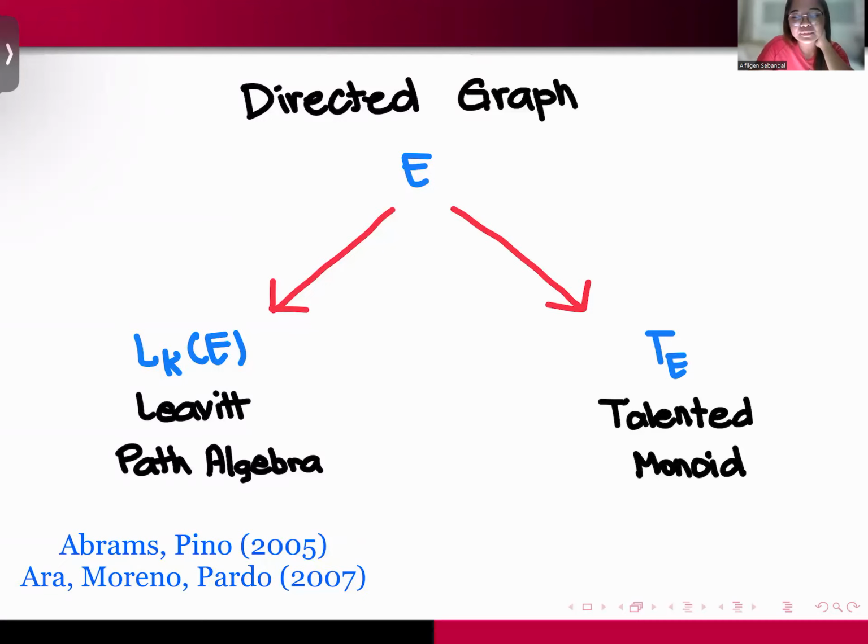The Leavitt path algebra came into the world of mathematics around 2005, 2006, or 2007 with two papers, which are independent of each other but were created at more or less the same time. The talented monoid came first in 2013 with a paper of Hazrat, my supervisor in Australia. But at this time, it was not yet called the talented monoid. As a matter of fact, the form of this monoid which we see today was not yet that form at the time. It was disguised as a monoid related to the Leavitt path algebra, until the paper of Hazrat and Lee in 2020, where it was formally called the talented monoid.